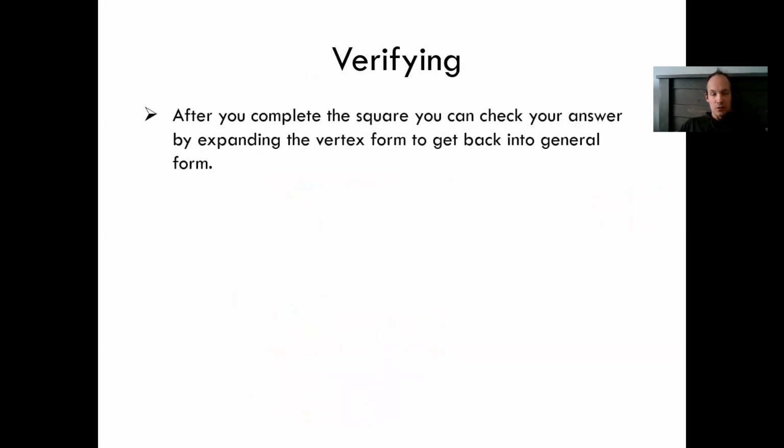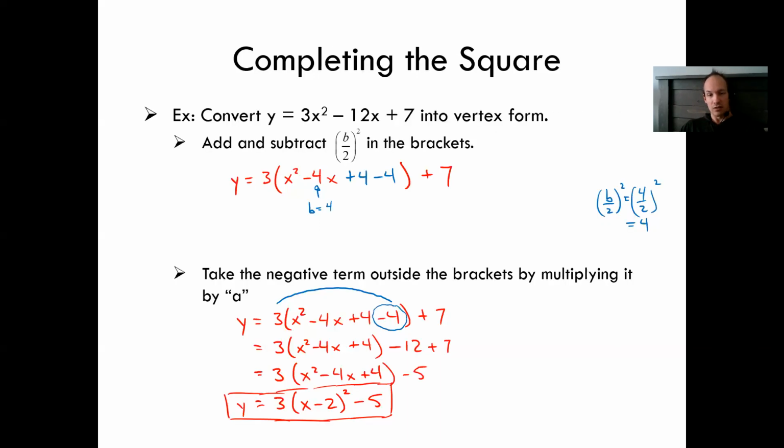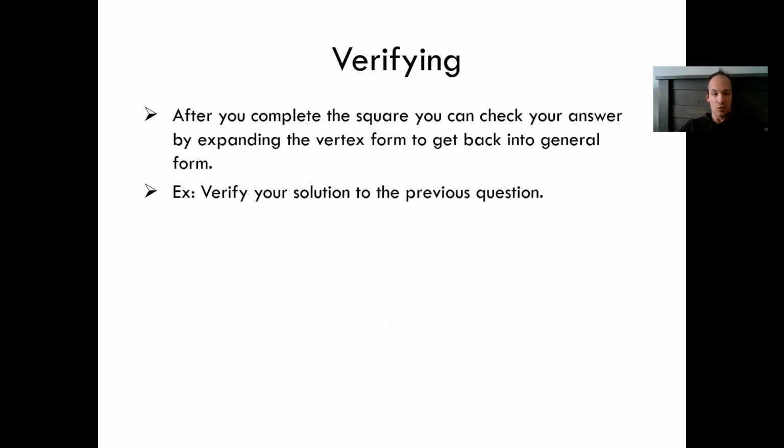Okay, so verifying. Once you've completed the square, it's a good idea to maybe check your answer. If you expand this vertex form out, you should get back into the general form. So what we had here was 3 times x minus 2 squared minus 5. So I'm actually going to do that. y equals 3(x minus 2) squared minus 5. So if I verify this, what I'm going to do is expand. If I actually expand this out, I would have 3.